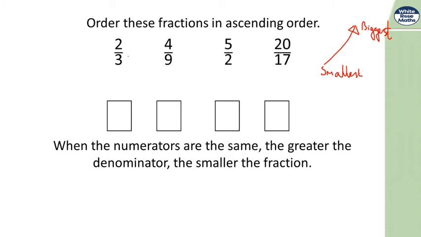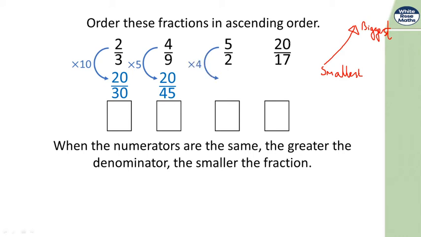17 isn't in the 9s, the 2s, or the 3s. Whereas 20 is in the 5s, the 4s, and the 2s. So you can convert those so they have the same numerator. So 2/3, 2 times 10 is going to be 20. Whatever you do to the top, you do to the bottom, so you get 20/30ths. The next one, 4 times 5 is going to be 20. Whatever you do to the top, you do to the bottom. 9 times 5 is 45. What do you do to 5 to make it equal 20? 5 times 4 is 20. 2 times 4 is 8. The last one is already converted. It doesn't need to be converted, it's already got 20 as a numerator.